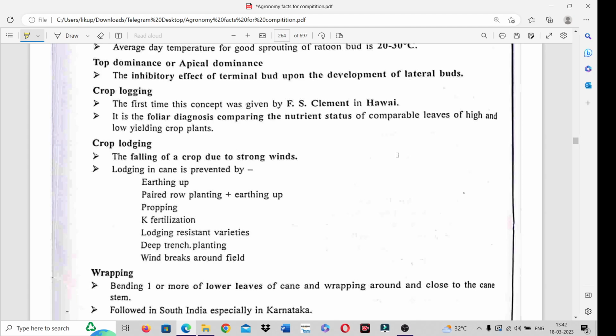Lodging can be prevented by earthing up, paired row planting, potassium fertilization, lodging resistant varieties, deep trench planting, and wind breaks around the field.